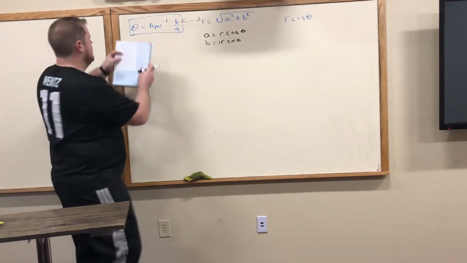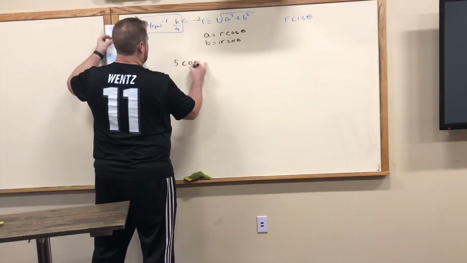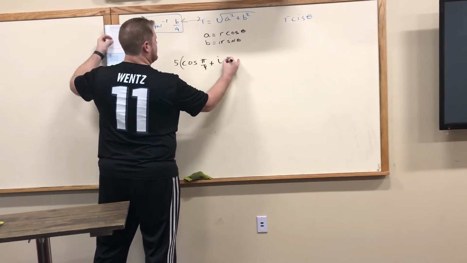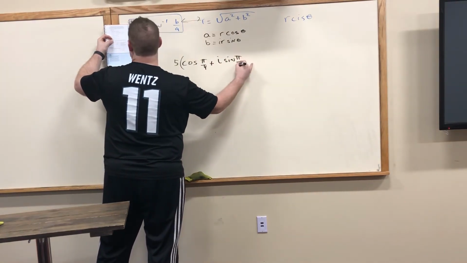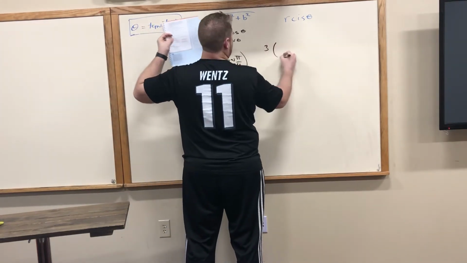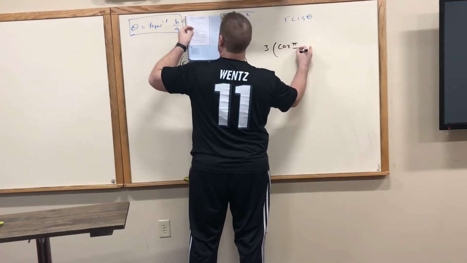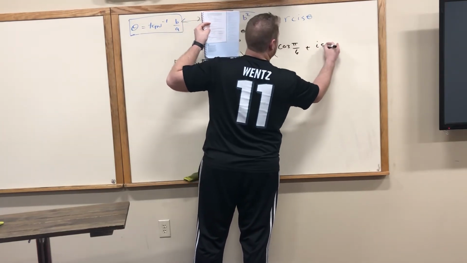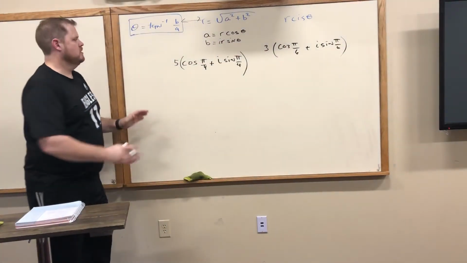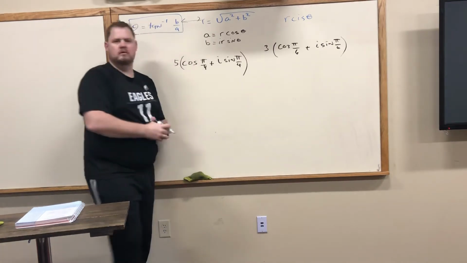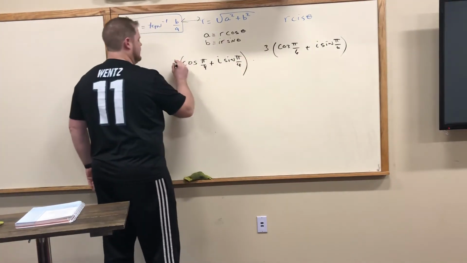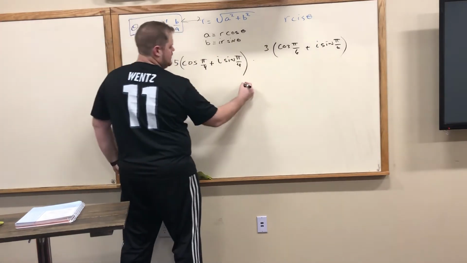So they're going to give you two equations. 5 cosine pi over 4 plus i sine pi over 4. And then they're going to give you a second one. The second one is 3 cosine pi over 6 plus i sine pi over 6. Now, if I were to say to you, I want the product of these two, what would you do? You're going to multiply. So the way to multiply is just multiply. So 3 times 5 is 15.